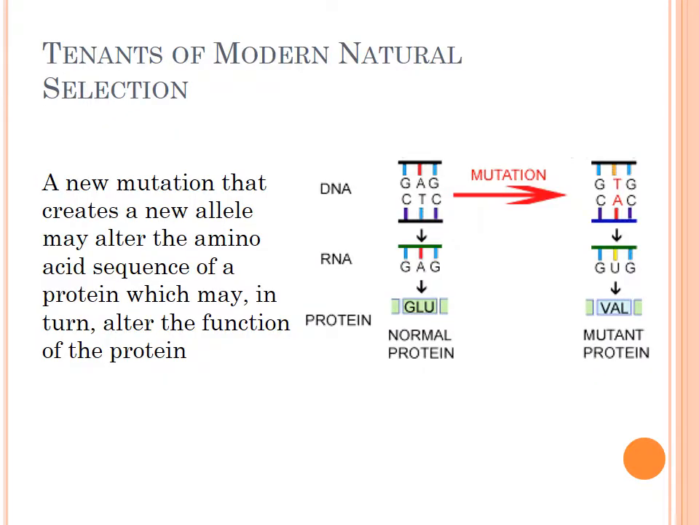So modern natural selection, modern evolutionary theory is based entirely on molecular biology. You get a new mutation that creates a new allele. It's not based on simple, look at the structures, what do they do? You change the allele. That might alter the amino acid sequence. Remember, central dogma of molecular biology. Transcription, you're going from DNA to RNA, translation from RNA to a polypeptide. That can alter the function of the protein.